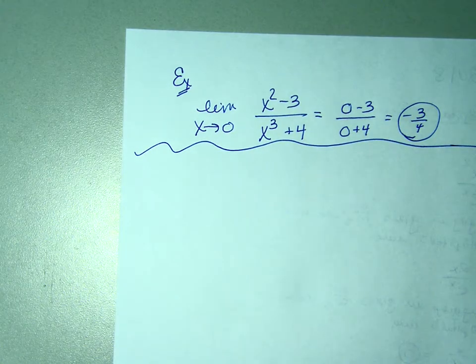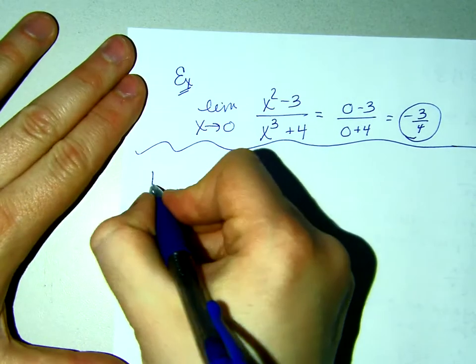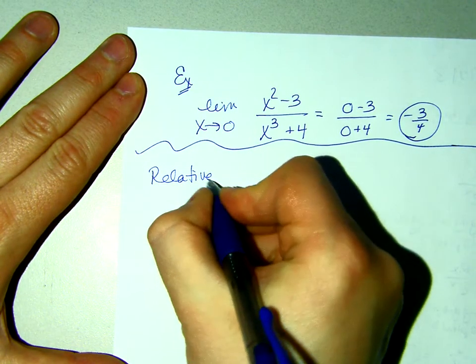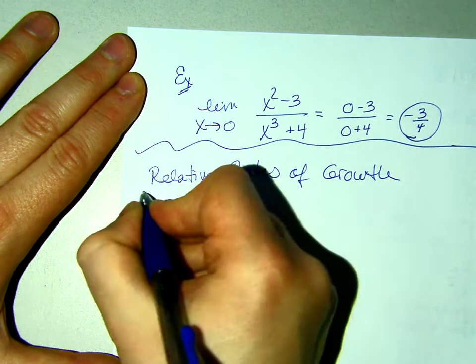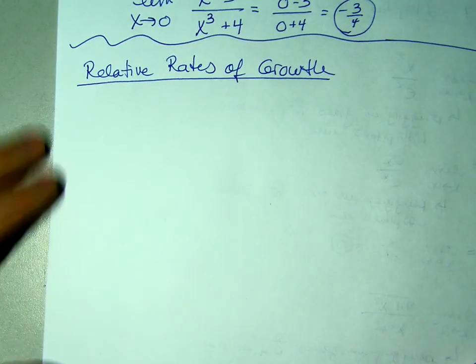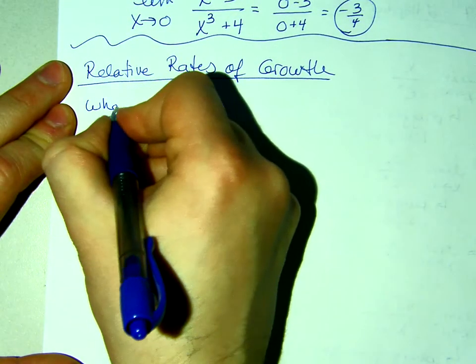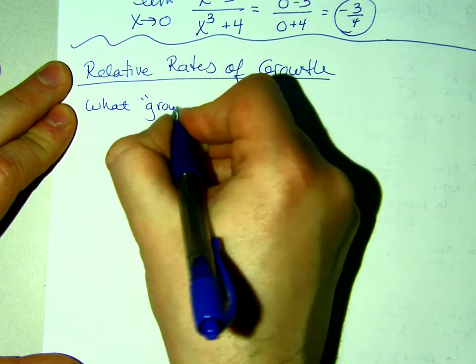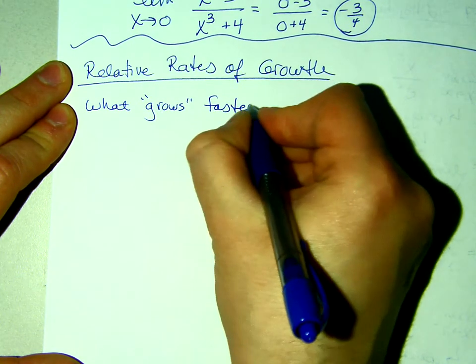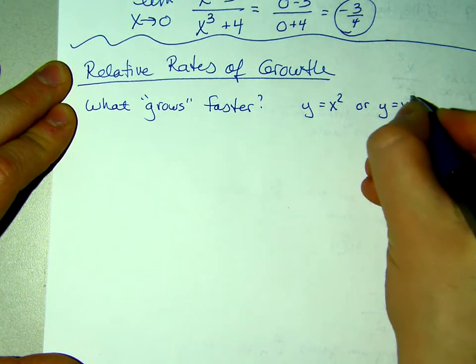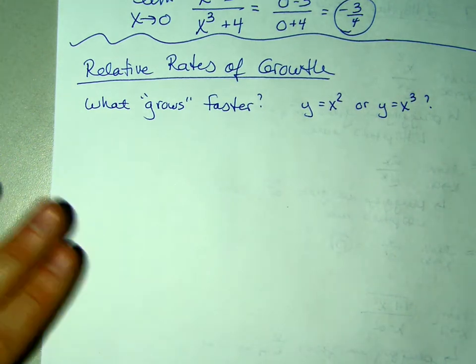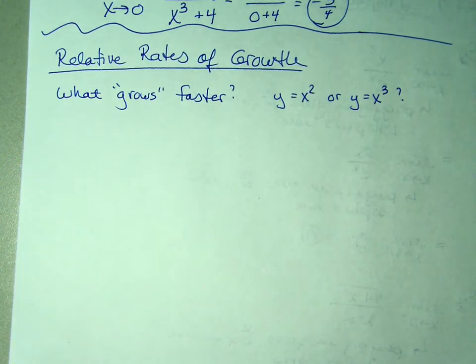Next thing we need to talk about is called relative rates of growth, which I think sounds much harder than it actually is. Relative rates of growth. And we're going to be looking at things like what grows faster: y equals x squared or y equals x cubed. I haven't really defined what it means to grow, but what would you guess? X cubed? Okay, maybe.